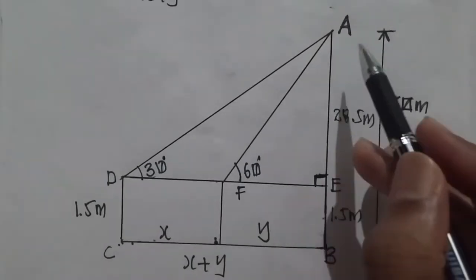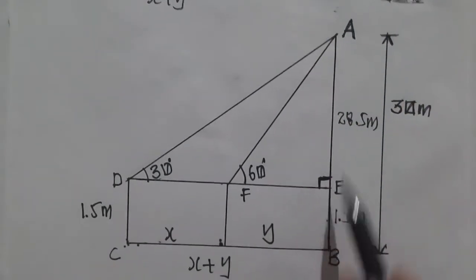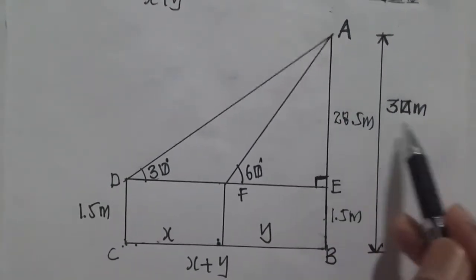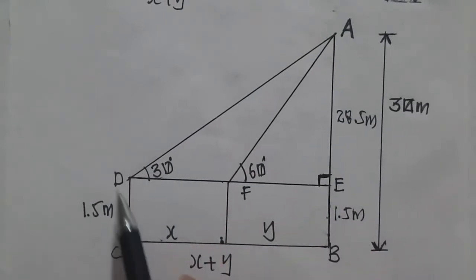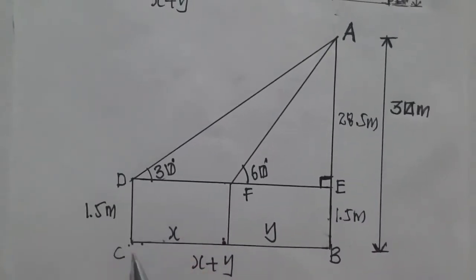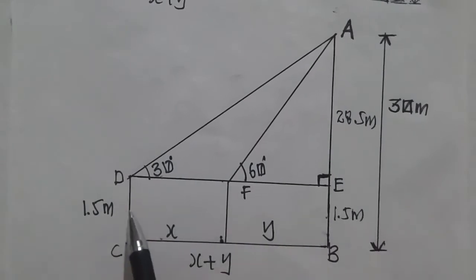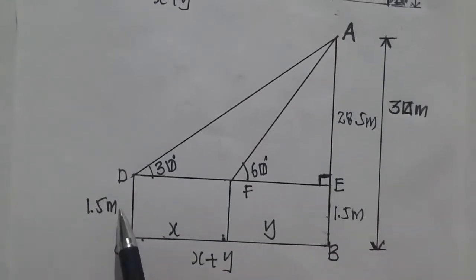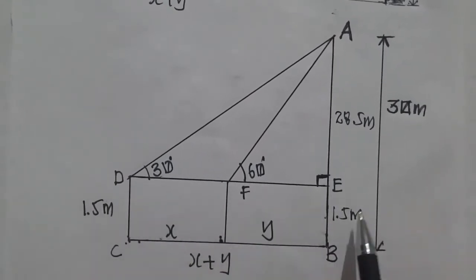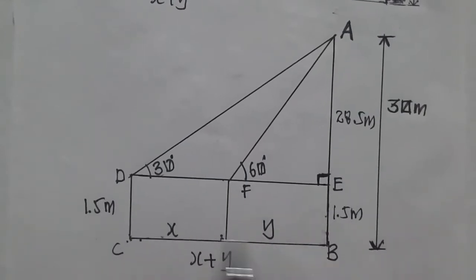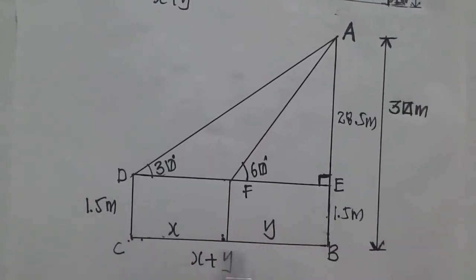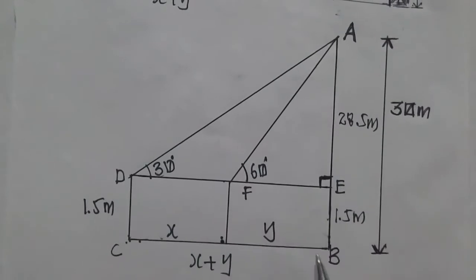Look at the figure. Height of the temple AB is equal to 30 meters. Height of the boy CD is equal to 1.5 meters, where CD is equal to BE is equal to 1.5 meters. Why? Because in a rectangle, parallel sides are equal. This forms a rectangle. These parallel sides and these parallel sides are equal.